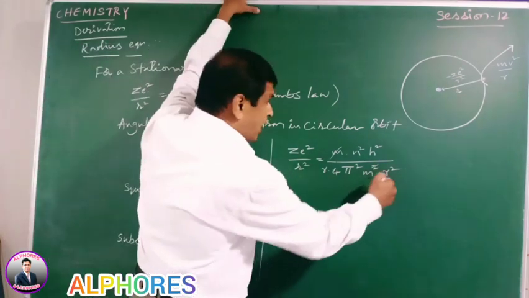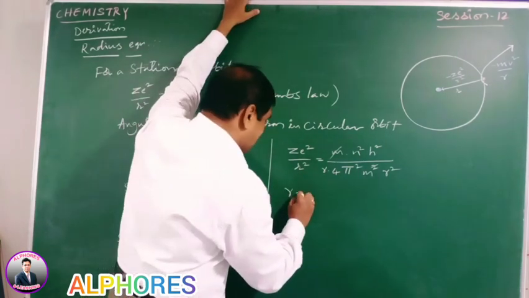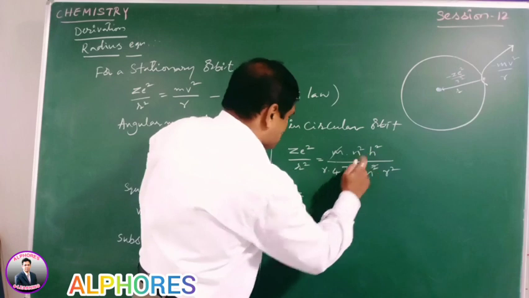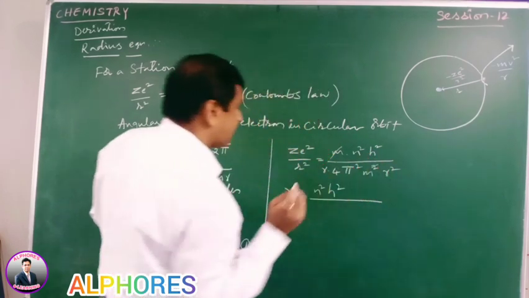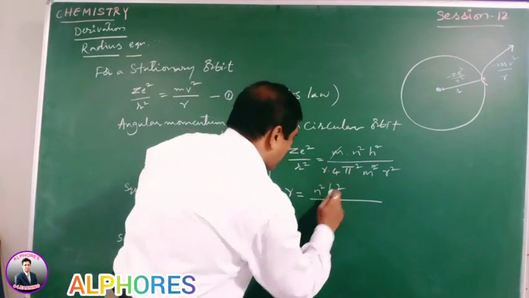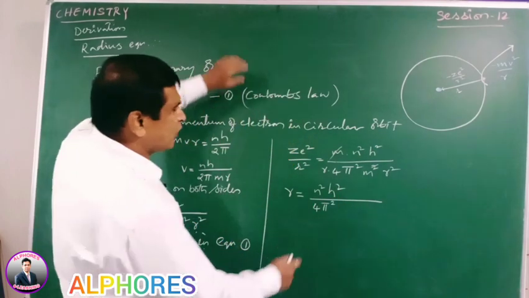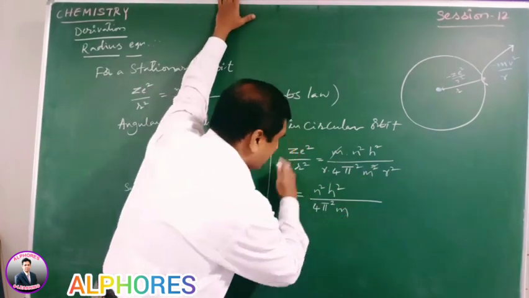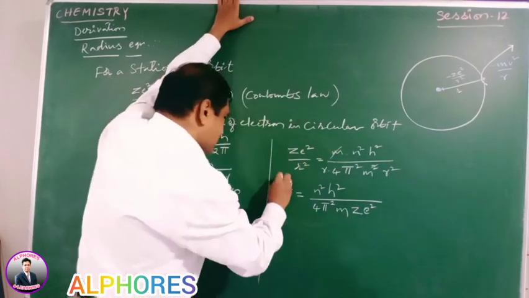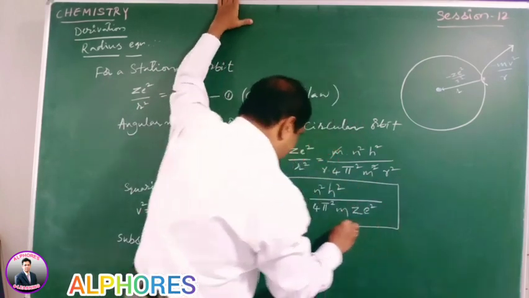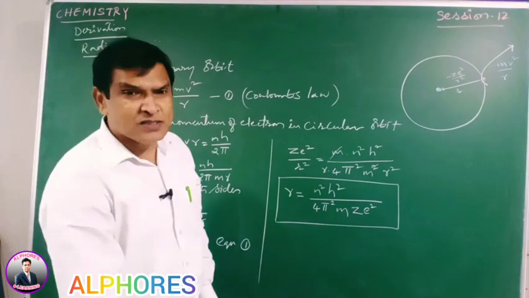Now cancelling of r terms. Now the radius of the orbit is equal to, let us see, n square h square by 4 pi square m z e square. This is the radius of the orbit. The radius of the orbit can be given by this equation.